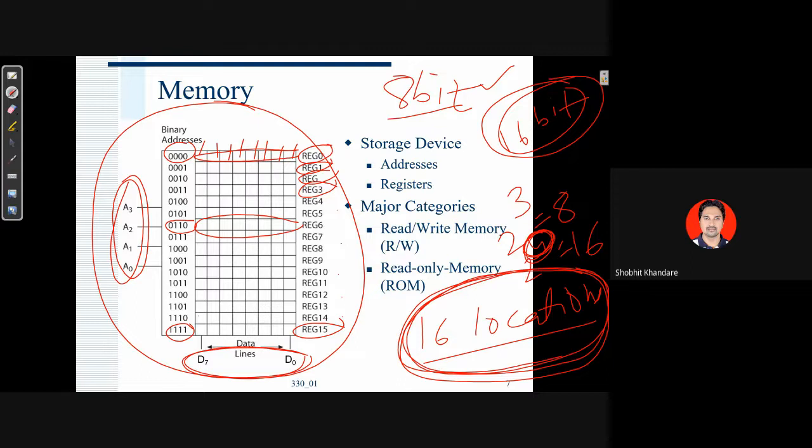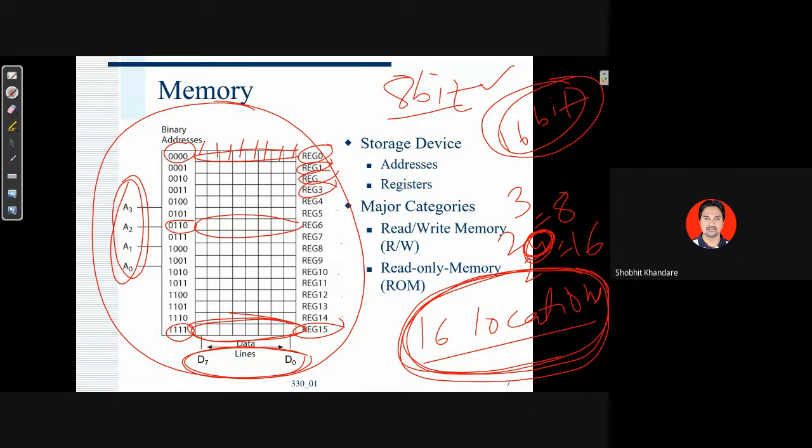2 to the power of 4 is equal to 16. So to address 16 locations, you require 4 address lines. Here I have to explain that there are 16 locations and each location is of 8 bits.